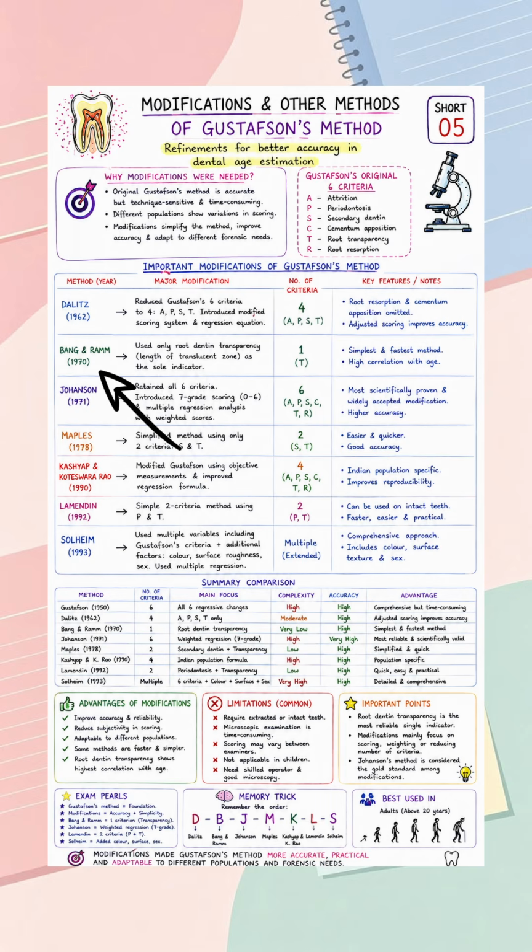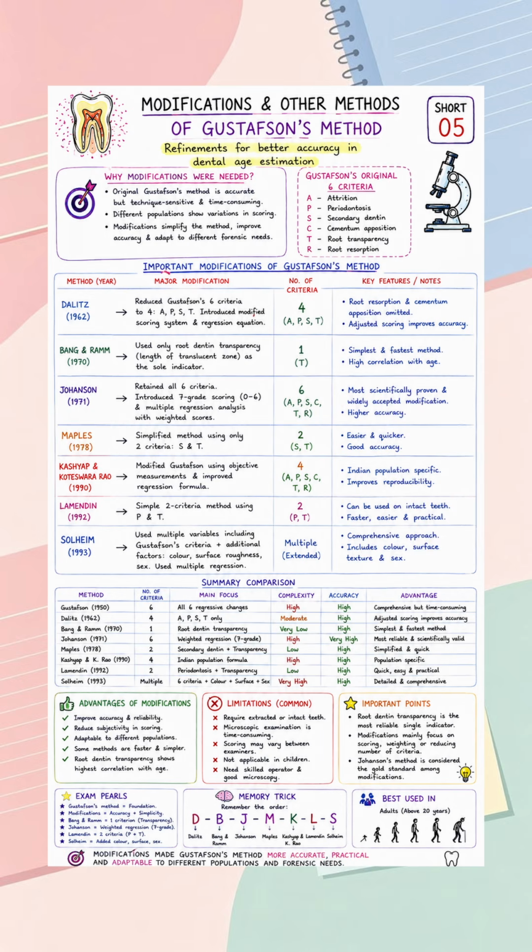Then Bang and Ram in 1970 simplified it to just one criteria: root dentin transparency. The length of the translucent zone increased with age, because root dentin becomes increasingly translucent with age, beginning near the apical or root end and progressing coronally.